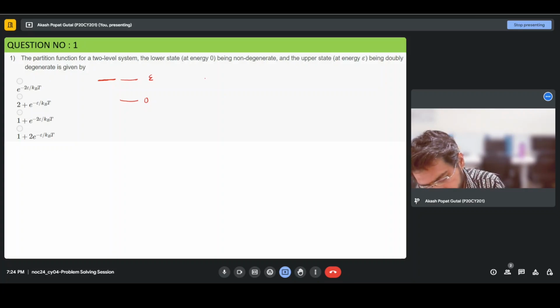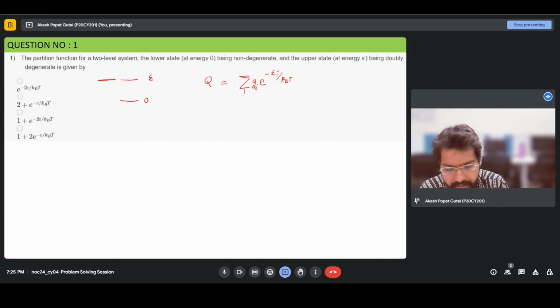So the formula for the partition function is, let's say we use capital Q. Q is equal to the summation of e raised to minus epsilon_i by kBT. In this equation, the degeneracy occurs. We need to put the degeneracy for each energy level, multiplied by e raised to minus epsilon by kBT.